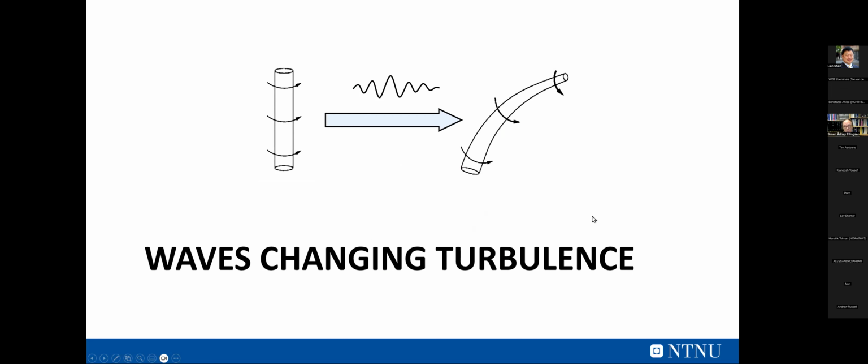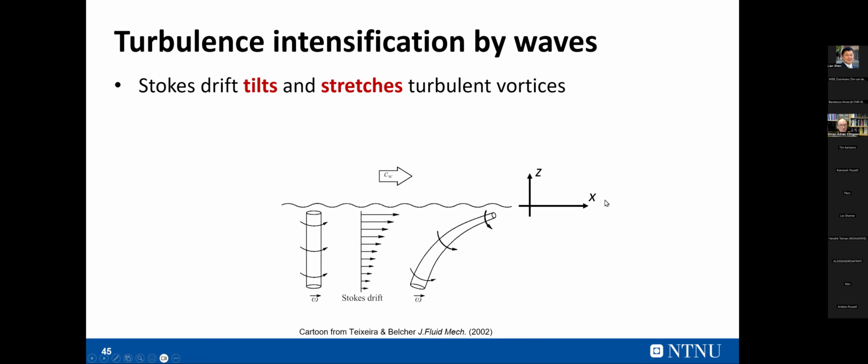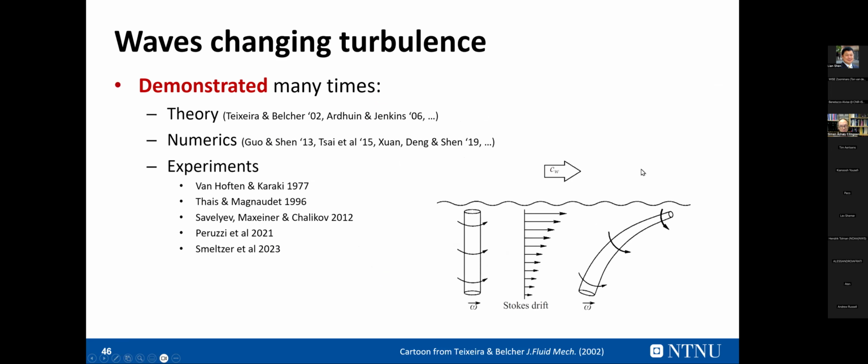So first, a little experimental insight into the process that I described, that waves are changing turbulence by tilting and stretching. We did experiments on this, but to review, this is by no means something that we were first to study. We were perhaps last so far.